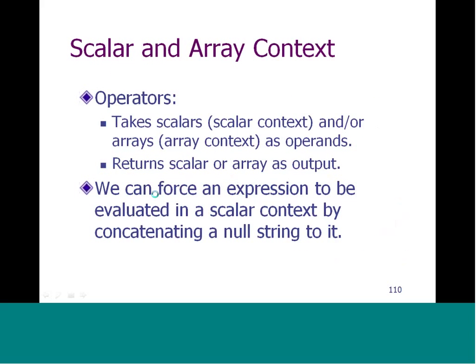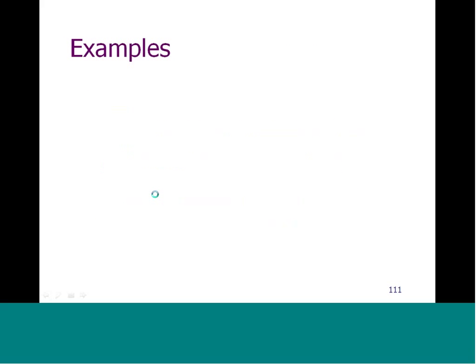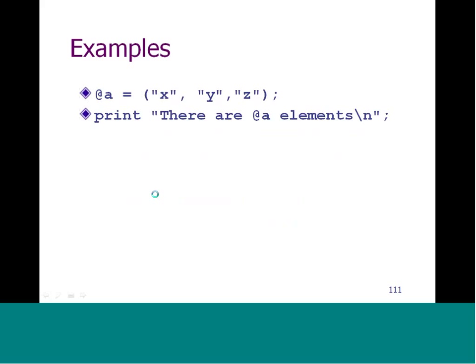So again, as I mentioned earlier, the various operators have various contexts, essentially the scalar and the array context. It takes both scalars as well as arrays as operands. It can return scalars and arrays as output. If we want an expression to be evaluated in a scalar context, we can force that by using a null string with it. So what do we mean by that? Let's look at some of these examples. So here is an array. The array is given as x, y, z, and then we print out these elements. Basically, it just prints out the same thing, x, y, and z.